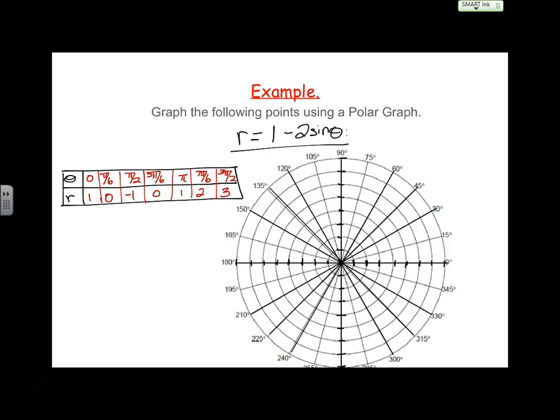No. R is 0 when theta is pi over 6. That's 5 pi over 6. So sine of pi over 6. I thought you said sine of pi over 6. It does say pi over 6. So you say sine, so you would plug it in. Sine of pi over 6 is 1 half, 1 half times 2 is 1, 1 minus 1 is 0. So theta is pi over 6. Plug it in.